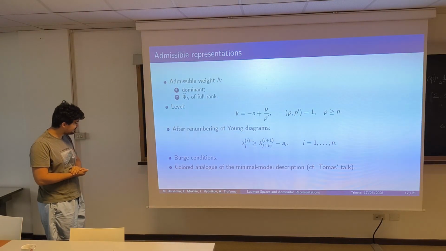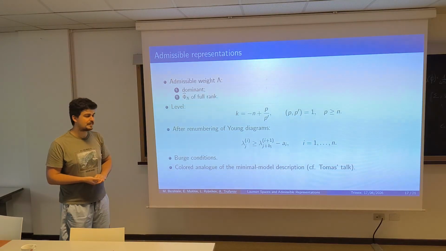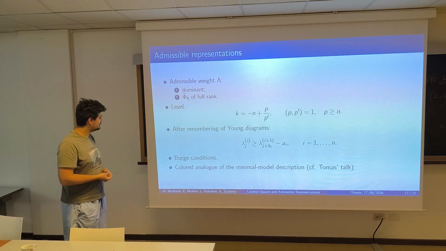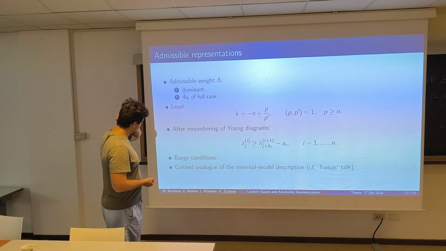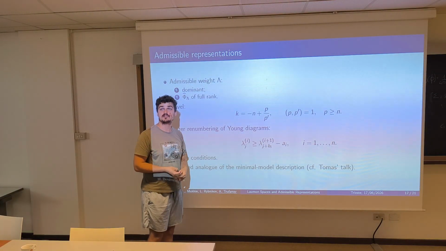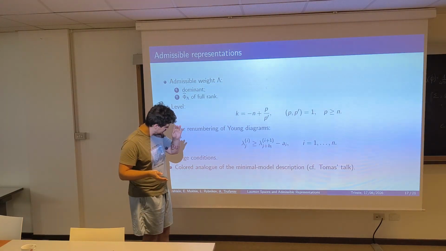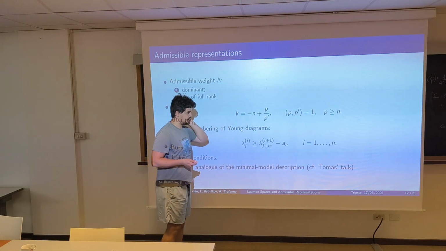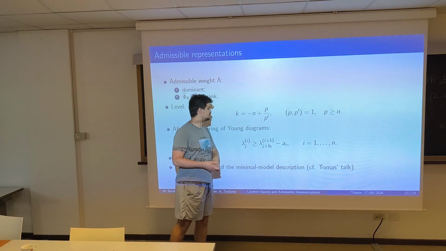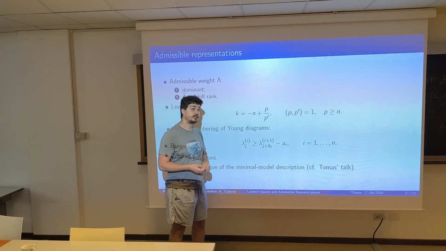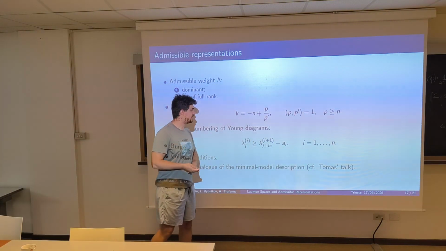It's not so obvious from this definition, but you can see it if you look very carefully. The level in this case is necessarily rational and has the following form, shifted by the dual Coxeter number, so by minus n. So integrable representations are also admissible. They're a subset. So integrable is the simplest case.